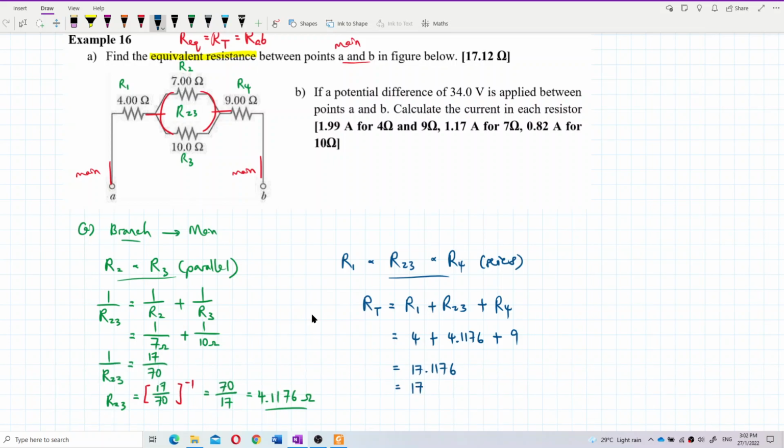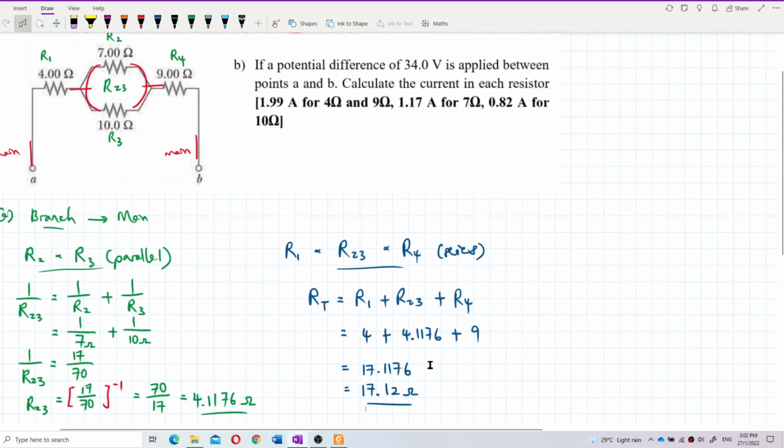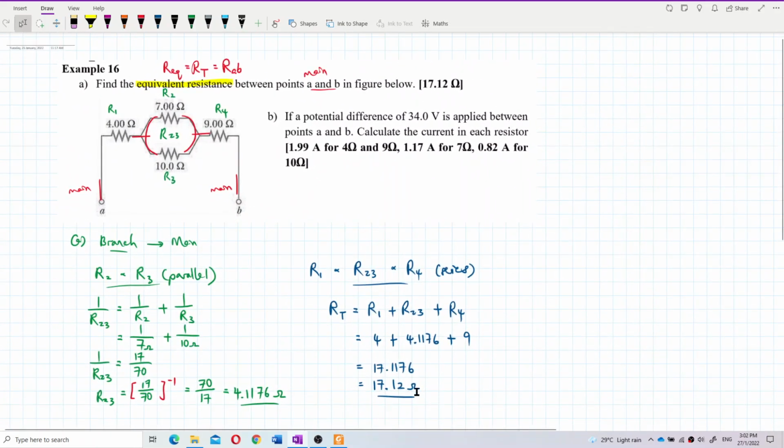I round it up, so I got 17.12 ohm. That's the answer. Is it correct? Yes, it's correct. The equivalent resistance is 17.12 ohm. You see, resistors in series always become bigger. 17 is bigger than 4, bigger than 4.11, bigger than 9. So that's the total resistance.